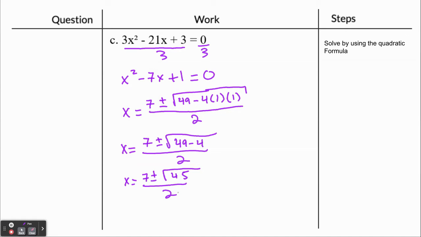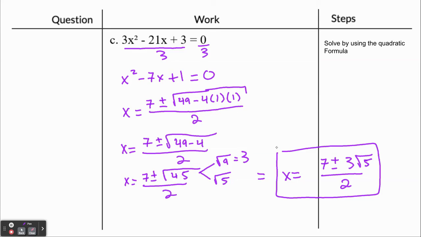Now I can still simplify this because I know that the square root of 45 is just like saying the square root of 9 times the square root of 5. And I know that the square root of 9 is equal to 3. So I'm going to simplify this to x is equal to 7 plus or minus 3 root 5, because I simplified it, all over 2. And there are my two solutions for this quadratic.